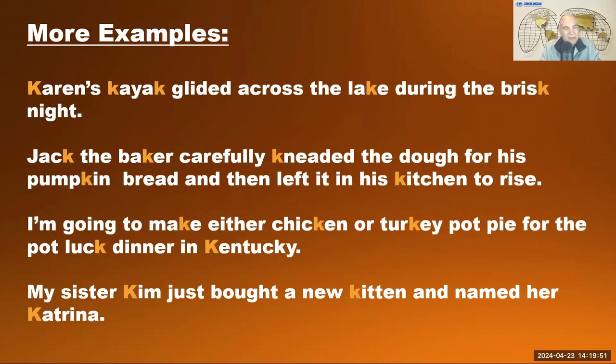Okay, here we go. My sister Kim just bought a new kitten and named her Katrina. I hope that kitten isn't like a hurricane of some kind.